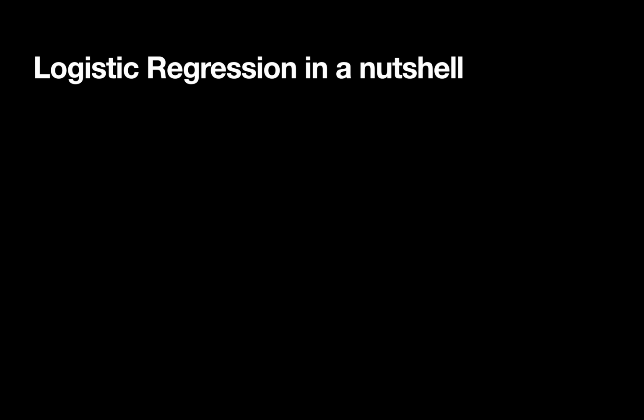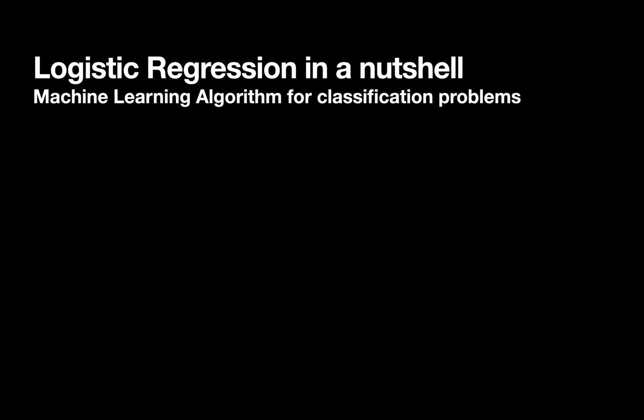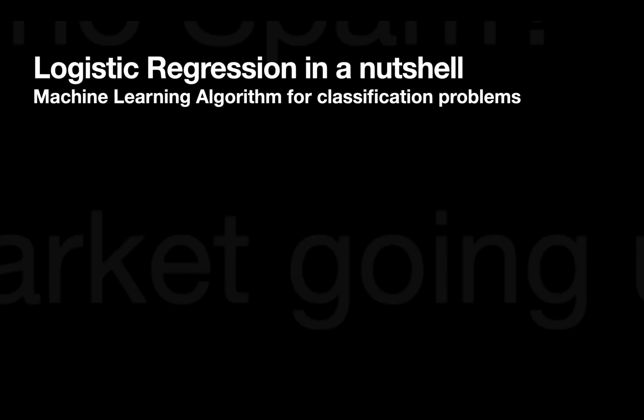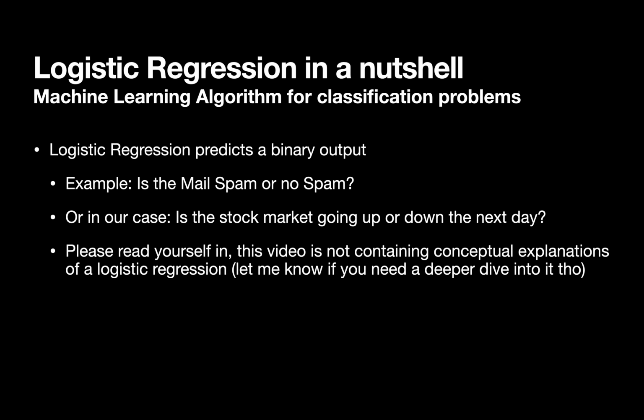So, logistic regression in a nutshell, just one or two sentences. A logistic regression is a machine learning algorithm for classification problems, and it is predicting a binary output. For example, is a mail spam or no spam? Or in our case, is the stock market going up or down the next day? So please read yourself in. This video is not containing conceptual explanations, but if you need any support, please feel free to drop me a comment.